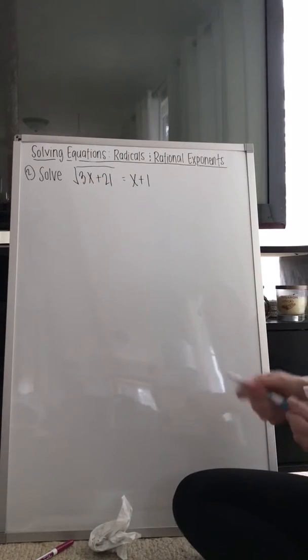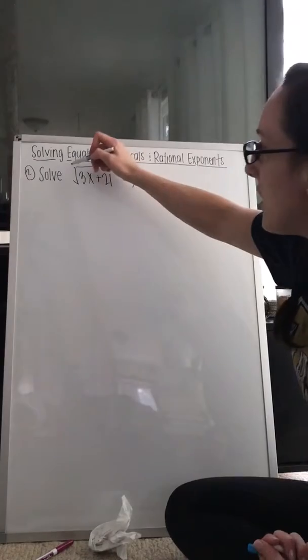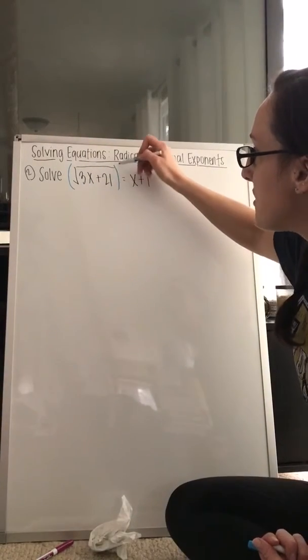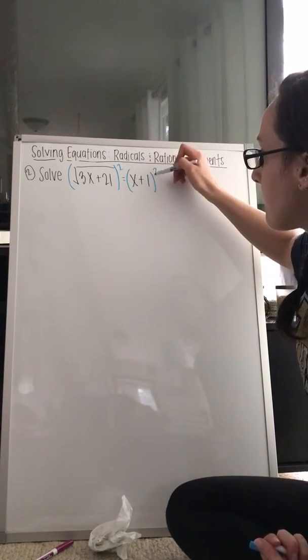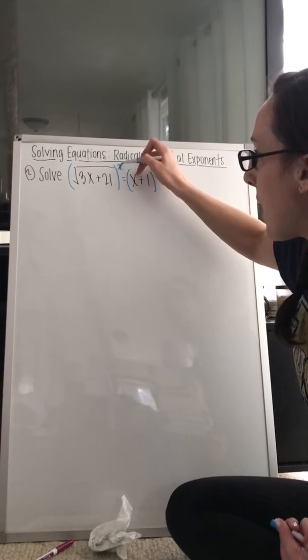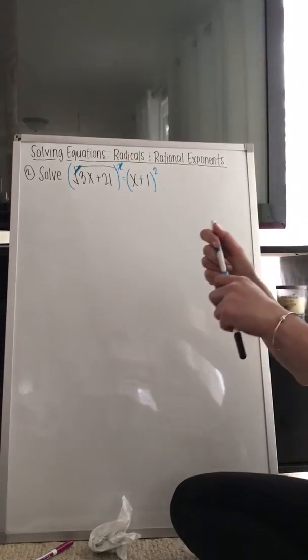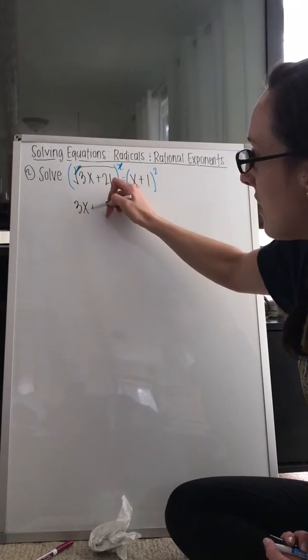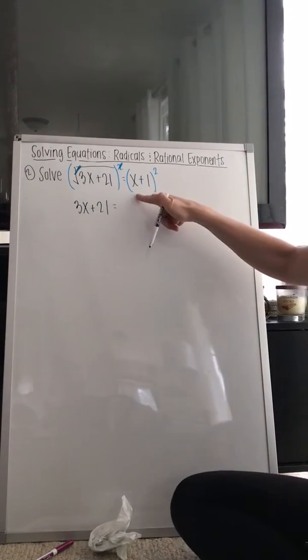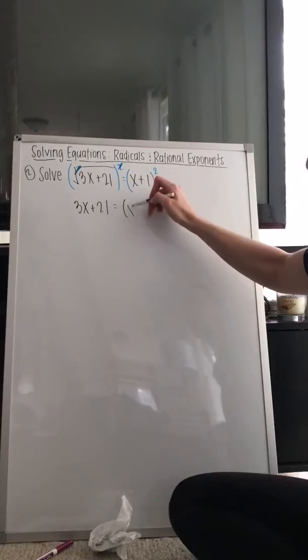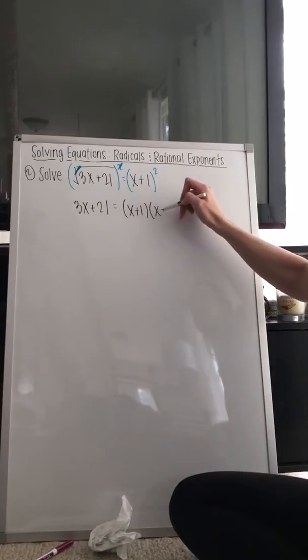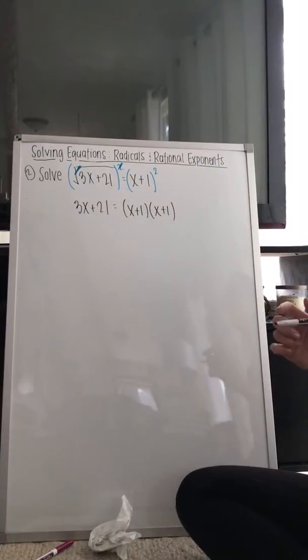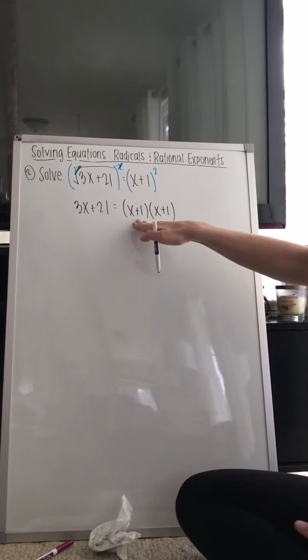So I want to undo that root. This time it's a square root. So to undo a square root, I'm going to square both sides. So over here, this power of 2 undoes the square root. So I'm just left with 3x plus 21. And over here, this x plus 1 squared really means that I've got 2 of these. So x plus 1 is being multiplied by an x plus 1. So I'm going to actually have to FOIL that out.